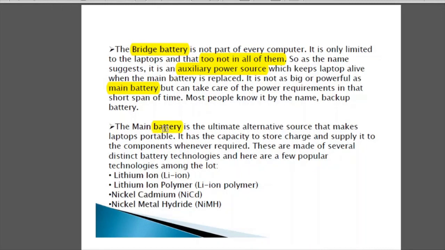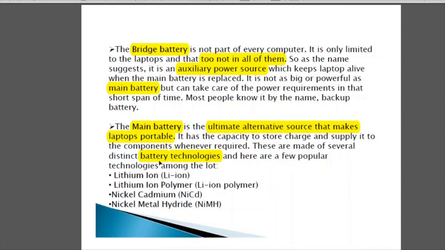Next we have the main battery, and the main battery, as the name suggests, is the ultimate alternative source that makes a laptop portable, right? Laptops, like desktops, need a power supply all the time, but with laptops, you charge them and then you can just take them anywhere and work on them. So this is done by the main battery. It has the capacity to store, charge and supply to the components whenever required. These are made up of several distinct battery technologies, right? So it's just like your mobile phone, you charge it and then you can use it. Similarly, laptops, you charge them for some time and then you can use them without the direct power supply.